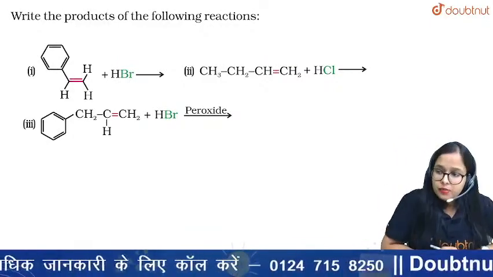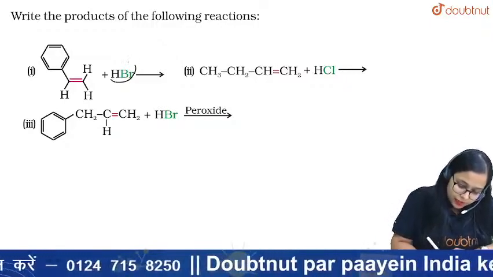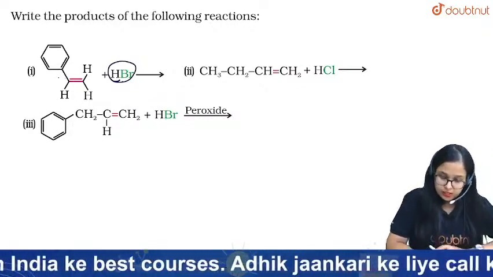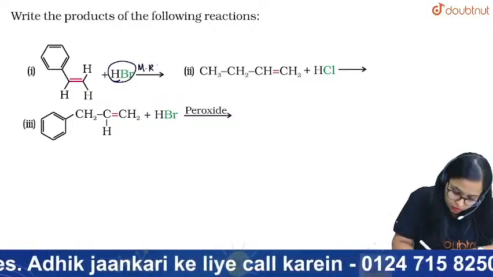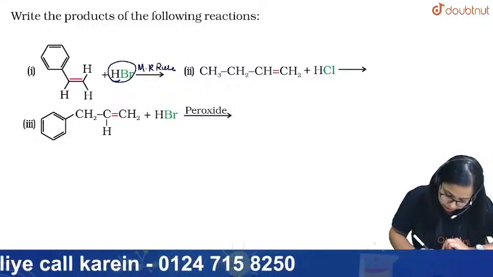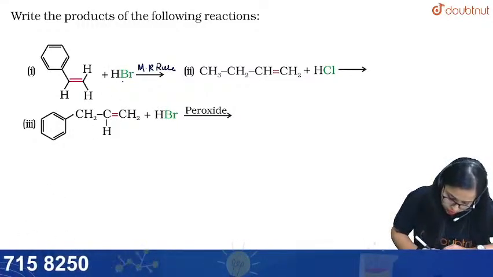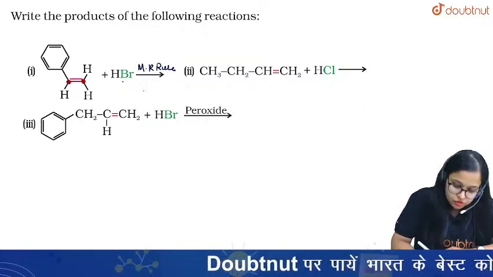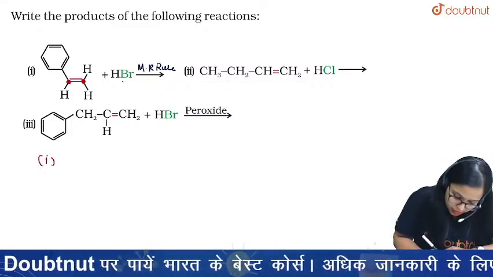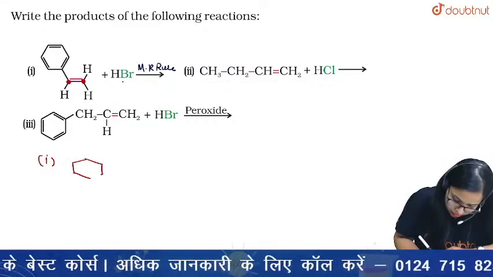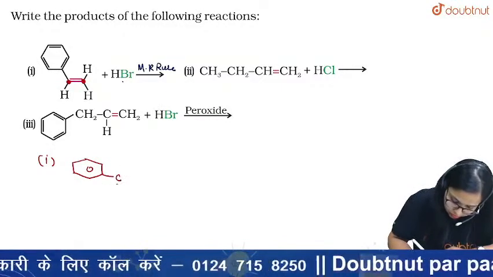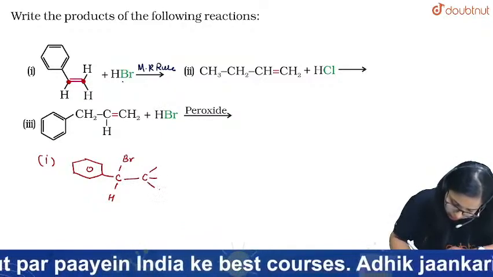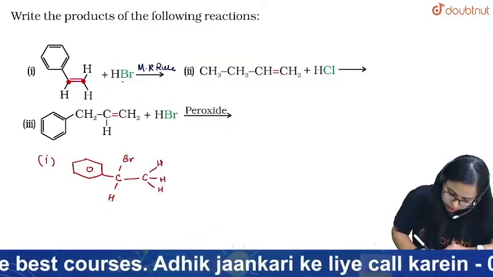You have to quickly answer me what will be the major product. As we can see here, this is HBr, no peroxide is written. You'll only follow Markovnikov rule if peroxide is not written. So the major product is: this carbon has 2 hydrogens, this carbon has 1 hydrogen. Rich becomes richer according to Markovnikov rule. The rich carbon gets more hydrogen, and the poor carbon gets Br. This is your normal Markovnikov rule. This is the major product of the first equation.